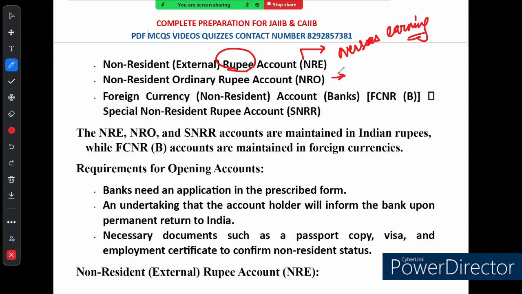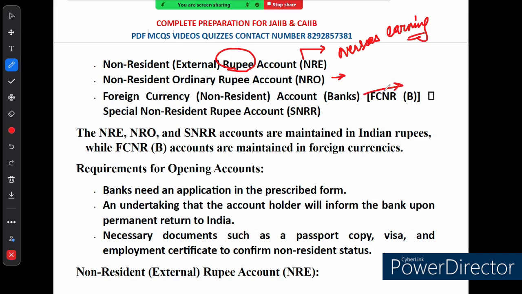You can repatriate up to $1 million in a financial year after paying the taxes, and taxation is necessary. Interest earned on an NRO account is subject to Indian taxes. So if you are an NRI earning money in India, the NRO account is the way to go for managing those funds.